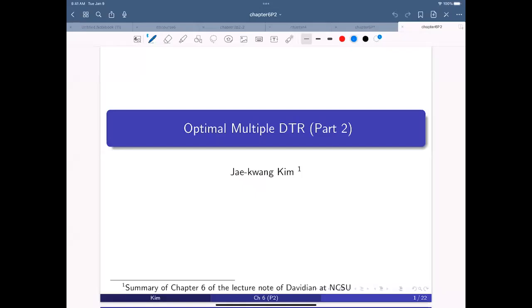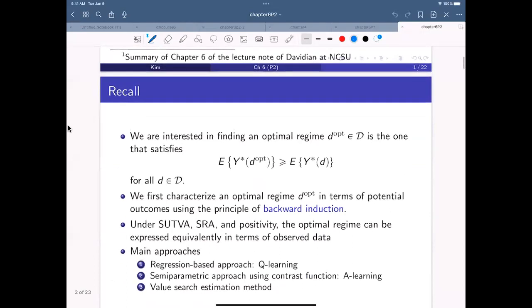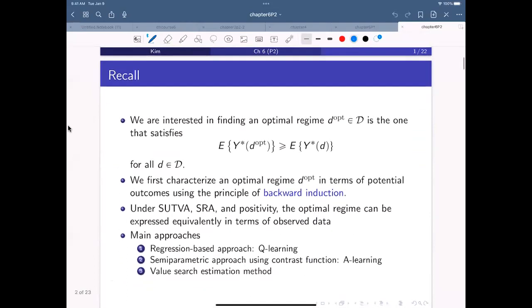Okay, so now let's move on. This is kind of the big picture. We want to find the optimal decision, right? And in the multiple decision setup, the bottom line is we should use backward induction. So that's the first thing.